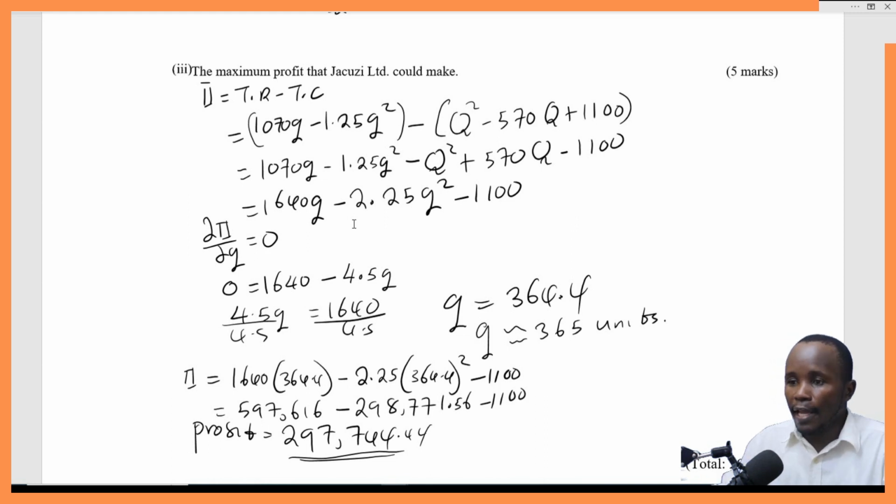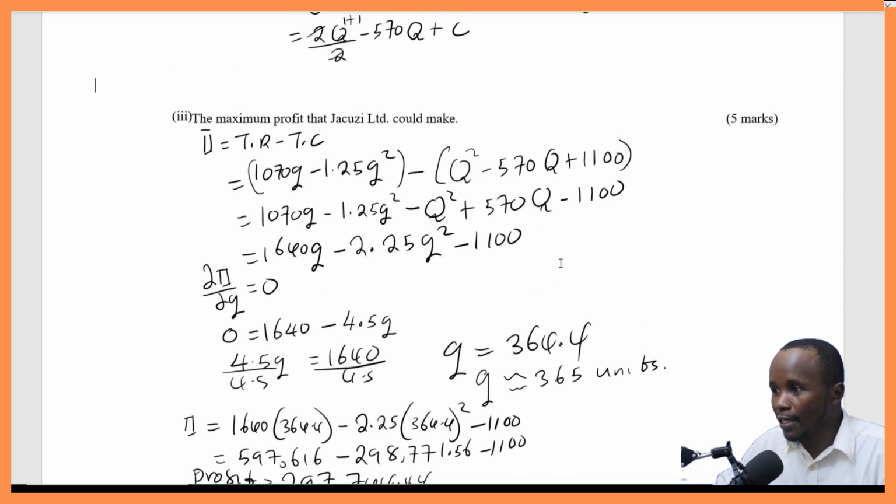Now, let me emphasize on this. When you want to find the maximum profit, the first thing you need to do is to determine the quantity that will make you get the maximum profit. Once you find this quantity, you come back and substitute in the profit function. The profit function was obtained from the total revenue minus the total cost functions. Once you get the profit function and the quantity, it will help you to find the profit itself. This is what you're supposed to do for you to score the 12 marks in this particular year.